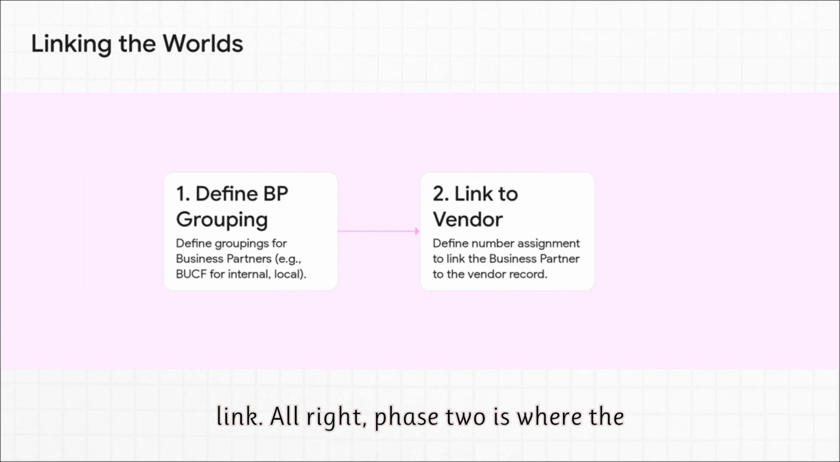All right, phase 2 is where the magic really happens. This is where you connect the dots between the old world and the new. After setting up groupings for your new business partners, you have to link them back to the old vendor accounts. And this step is absolutely crucial. You're basically telling the system, hey, this new BP number is the same as this old vendor number. This keeps everything in sync and helps make the transition seamless.